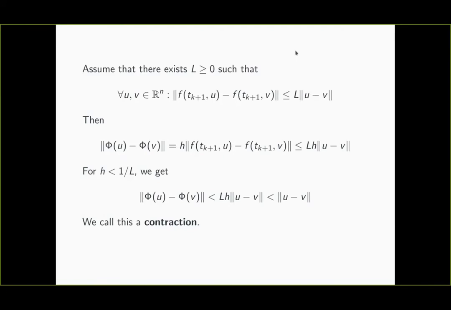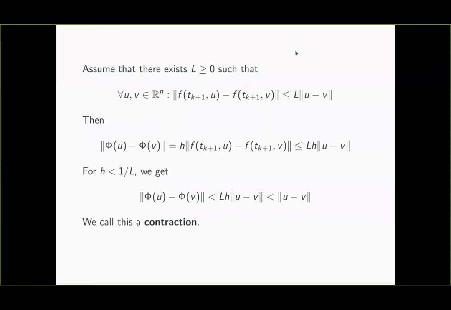One fact that we're going to use is that this function phi is a contraction, provided that the step size h is small enough. So let's assume that f satisfies this continuity condition as usual. Namely, we assume that there exists a non-negative number L, such that for all u and v, we have that the Euclidean norm of f of t_{k+1}, u minus f of t_{k+1}, v is bounded by L times the Euclidean norm of u minus v.